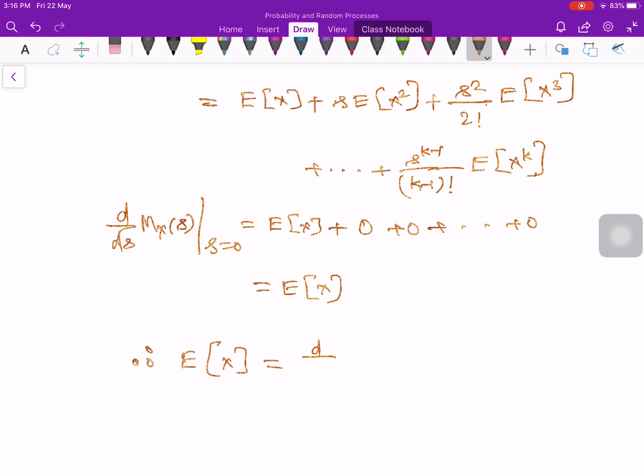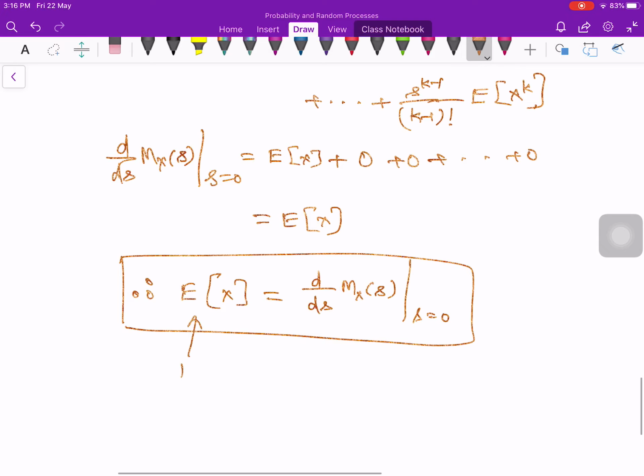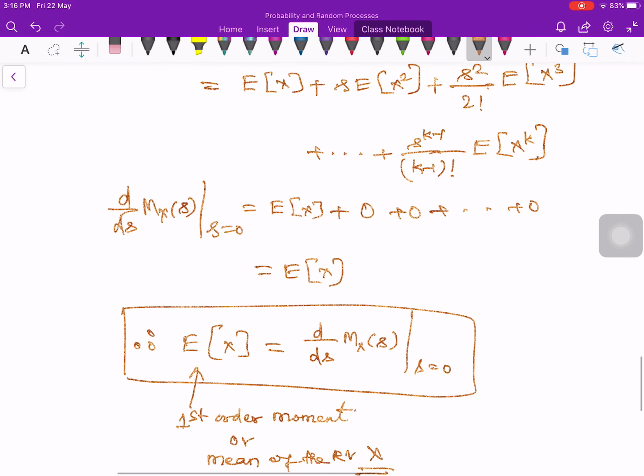Therefore d by ds of M_X of s, after that you substitute s equal to 0. So this is a formula to calculate the first order moment, also called the mean of the random variable X. Now you continue this process. Let me differentiate one more time with respect to s.